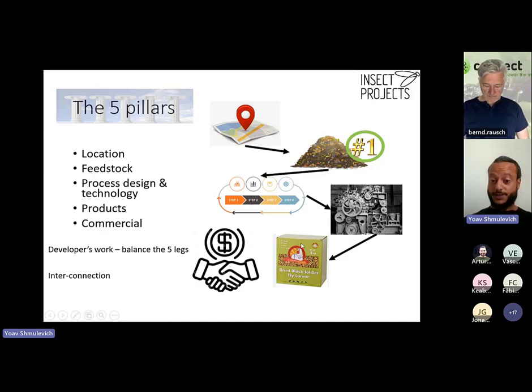We have the products and the commercial aspect. So these are the 5 pillars. If I had to choose one pillar out of these 5, even though I think they're all equivalent, but if I have to choose one, I would say the feedstock is the most important one, and we'll explain later. And the project developer's work is really to balance these 5 pillars when he develops the project, always working on all of them so they balance with each other.